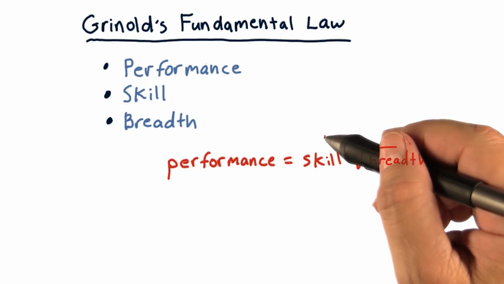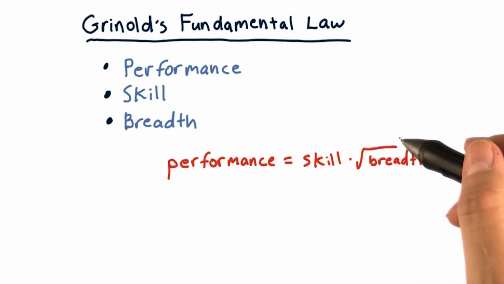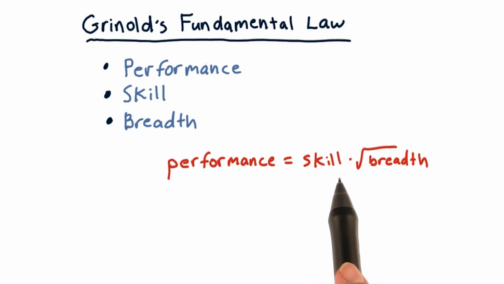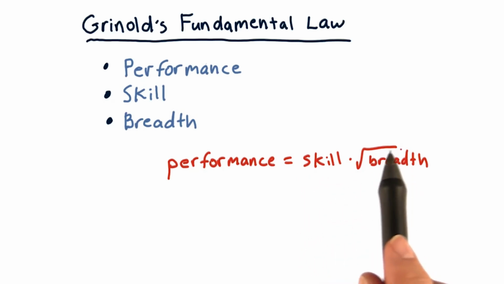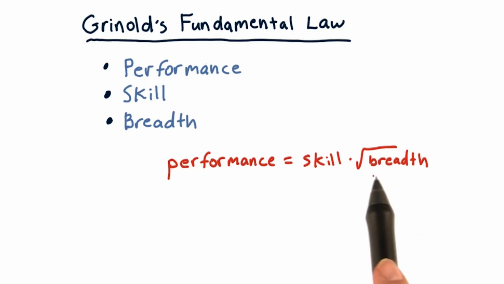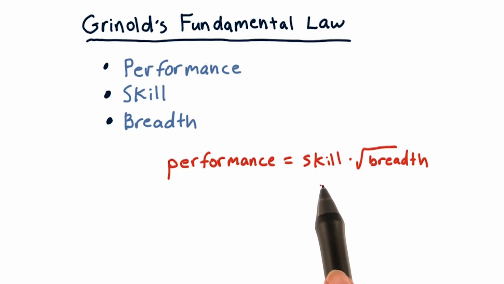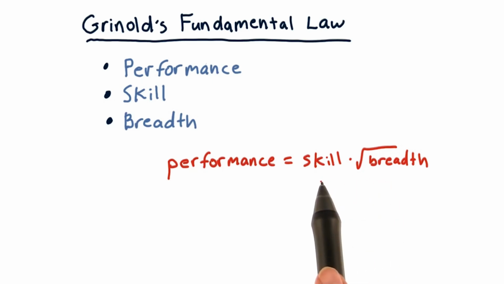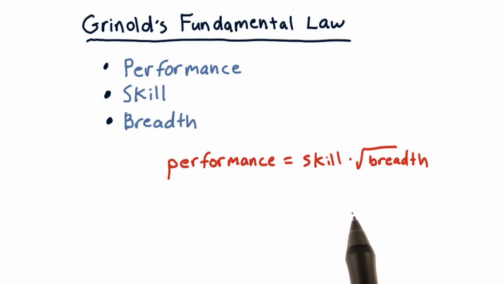So we need some measure of skill and some measure of breadth. If you want to improve your performance, you can improve skill, or you can find more and more applications or methods or opportunities for applying that skill. As an example, breadth might relate to how many stocks you invest in, and skill relates to your skill at choosing them. So again, you can invest either in improving your skill or in improving your breadth.